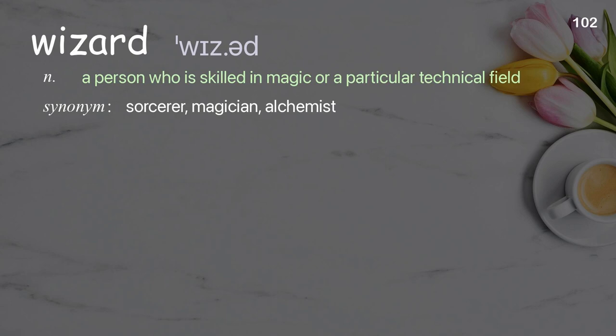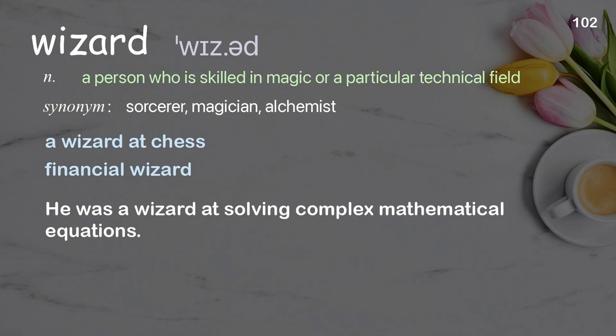Wizard: a person who is skilled in magic or a particular technical field. Examples: a wizard at chess, financial wizard. He was a wizard at solving complex mathematical equations.